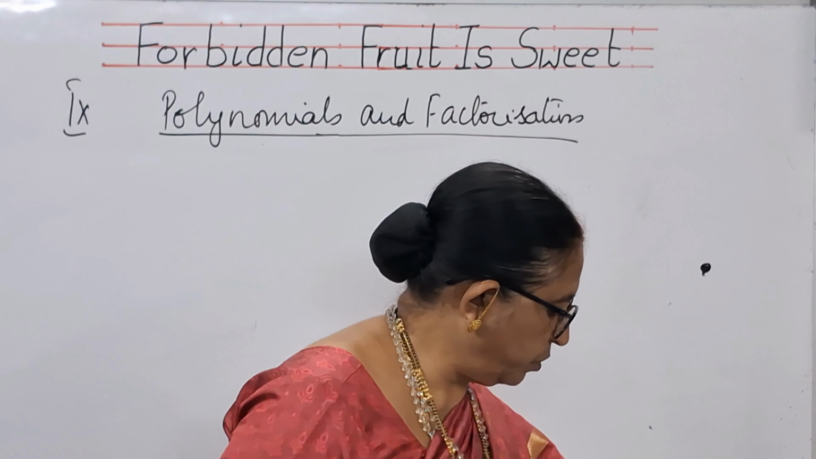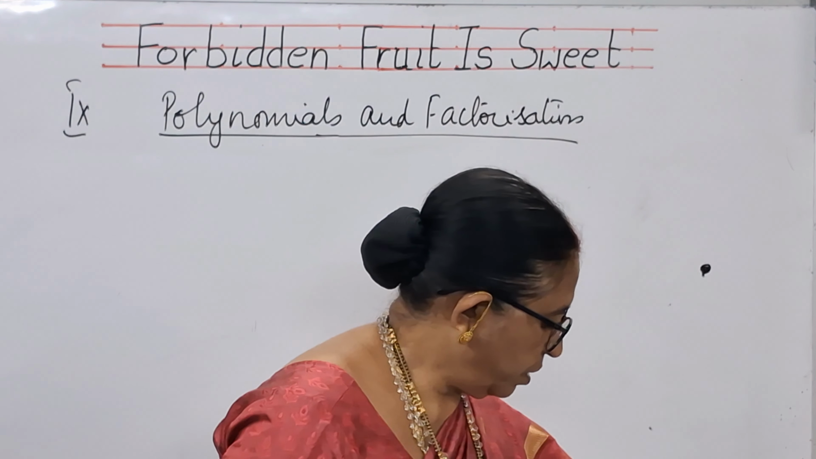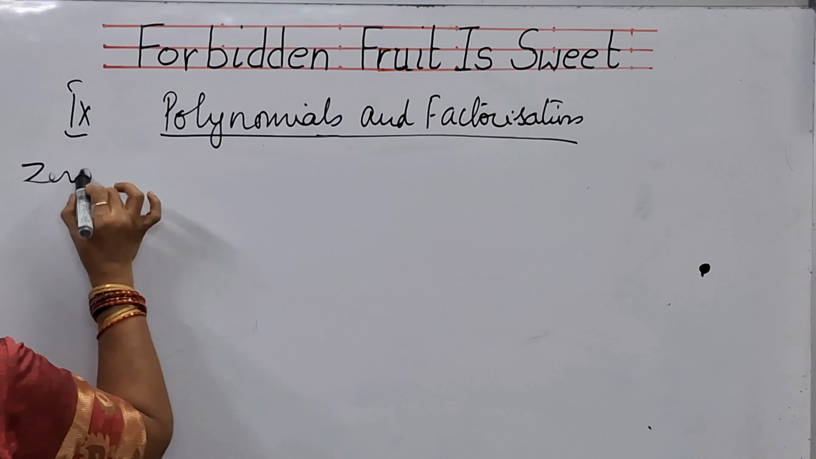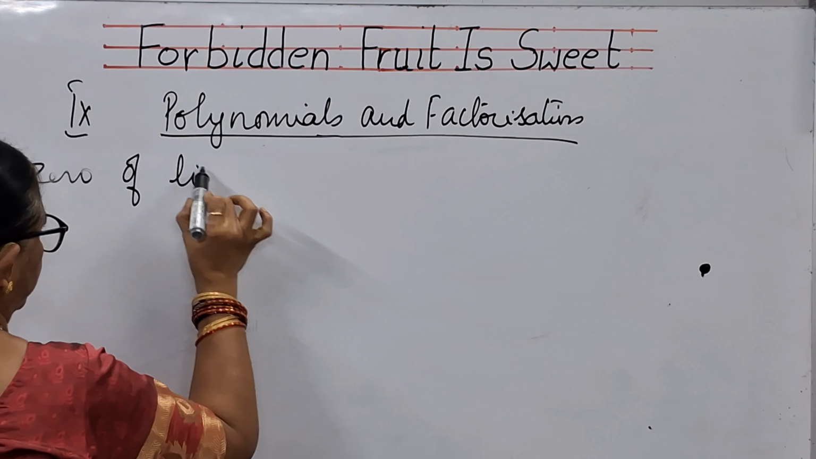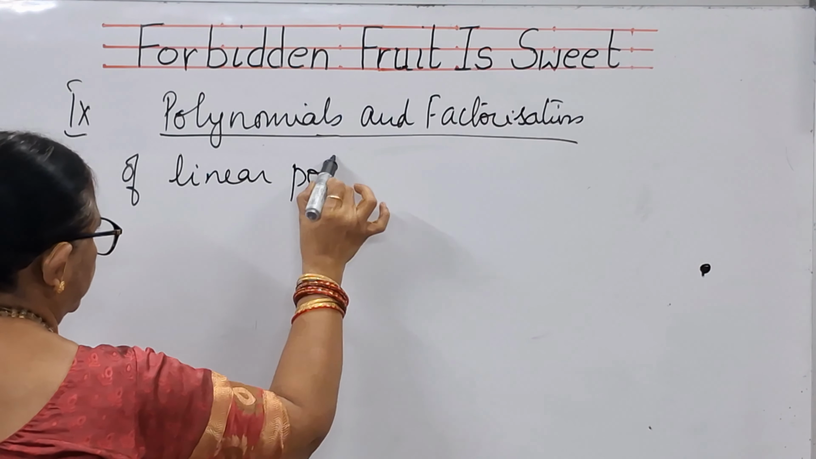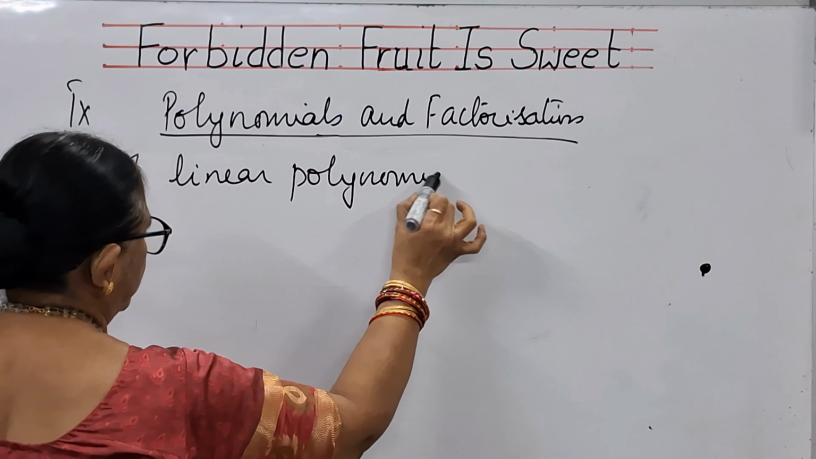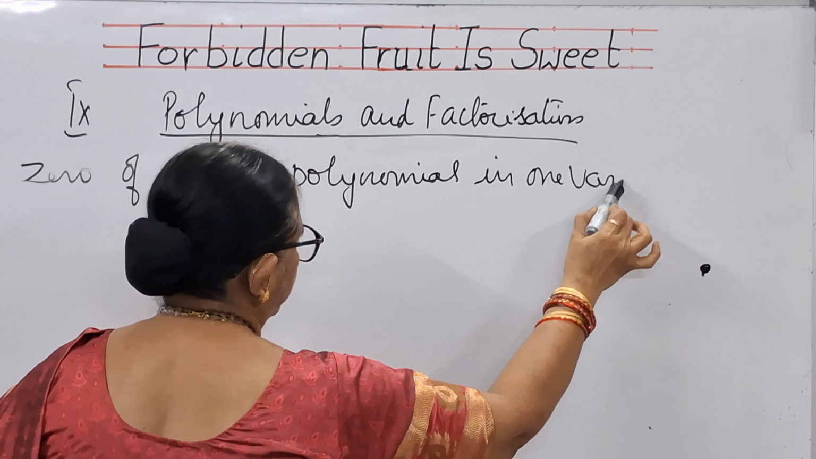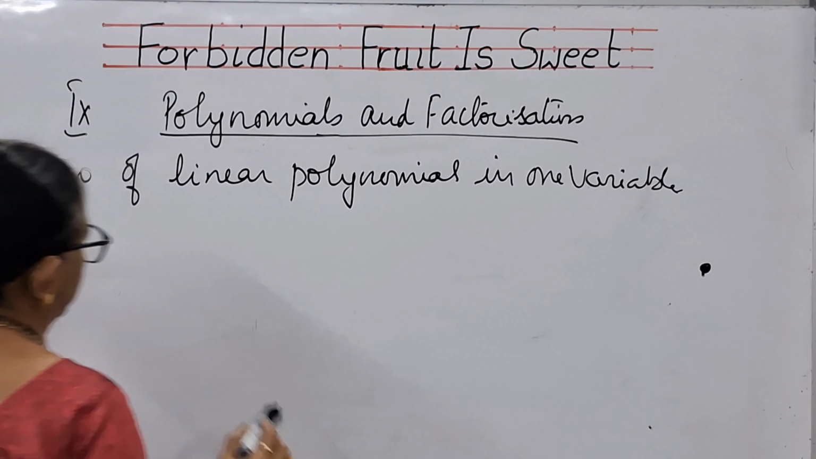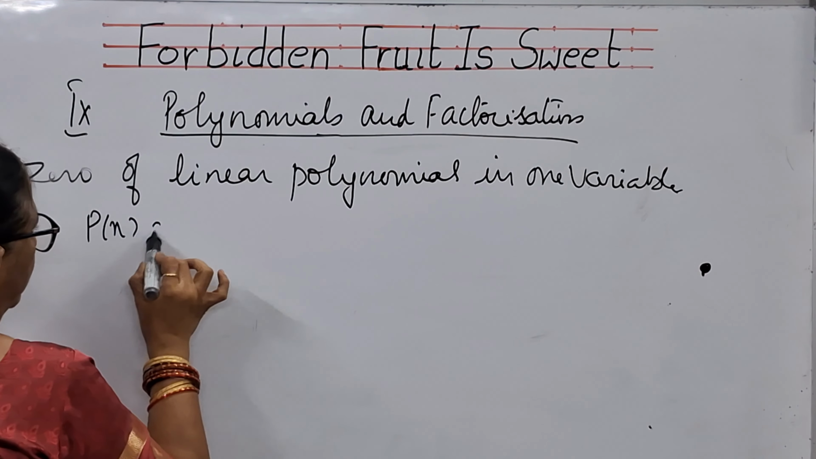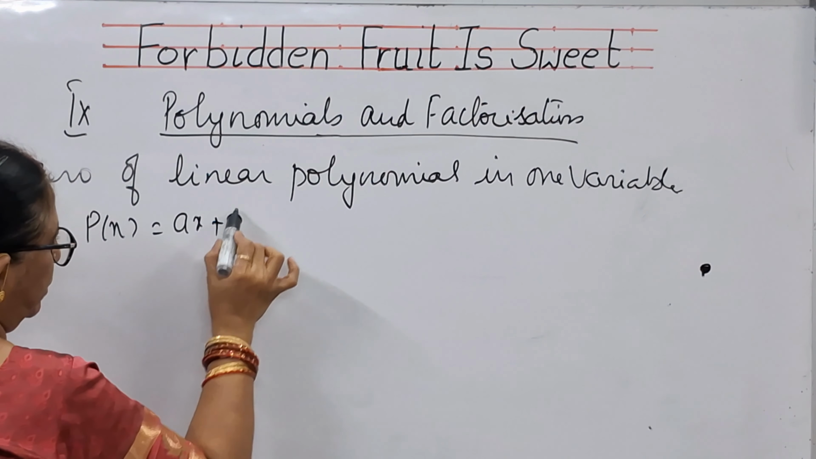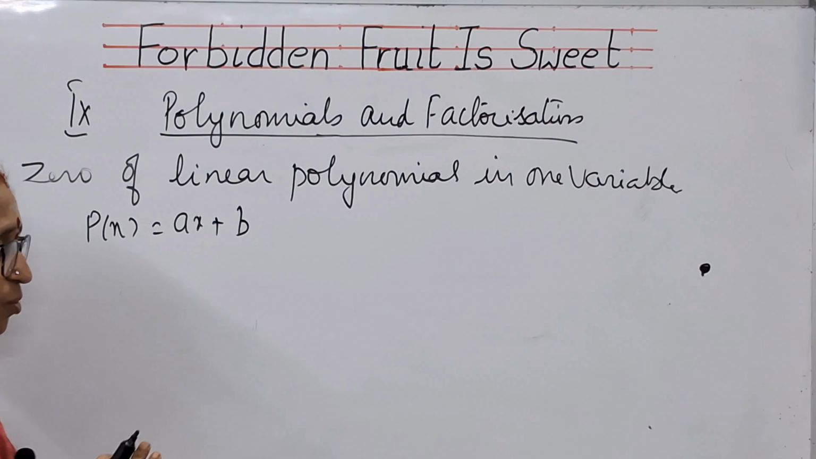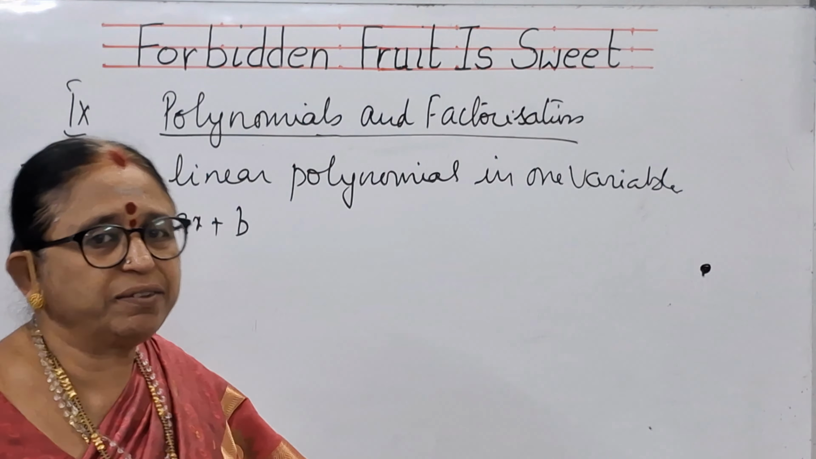Children, now we go to the zero of a linear polynomial. Zero of a linear polynomial in one variable. Usually the general form of it is ax plus b. What do you mean by linear polynomial? Means if you take these values, substitute in a graph, you will be getting a straight line.